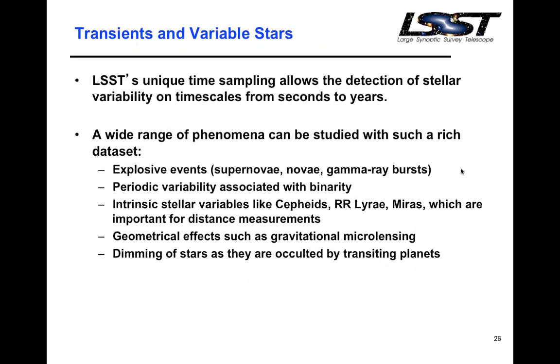One of the most exciting areas of discovery space for LSST will involve transients and variable stars. And LSST's time sampling, which is really unique among major large-scale facilities, will allow the detection of stellar variability on timescales from seconds to years. And there's, of course, a wide range of phenomena that can be studied with such a rich data set: explosive events like supernovae, novae, gamma ray bursts, etc.; periodic variability associated with binarity, as I just showed you with eclipsing binaries; intrinsic stellar variables like Cepheids, RR Lyrae, etc., which are important for distance measurements; geometrical effects such as gravitational microlensing; and of course the dimming of stars as they're occulted by transiting planets.